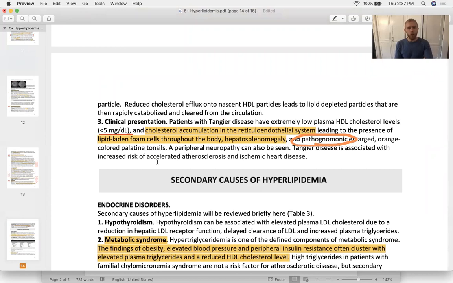It has the lowest plasma HDL of all three of these diseases in this subsection, less than 5 mg per deciliter. You see cholesterol accumulation in the reticuloendothelial system. You see lipid-laden foam cells on histology and hepatosplenomegaly.